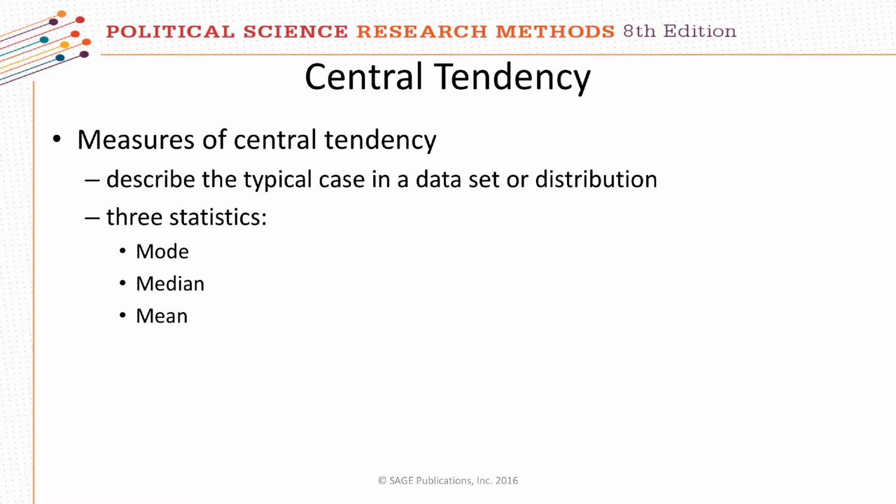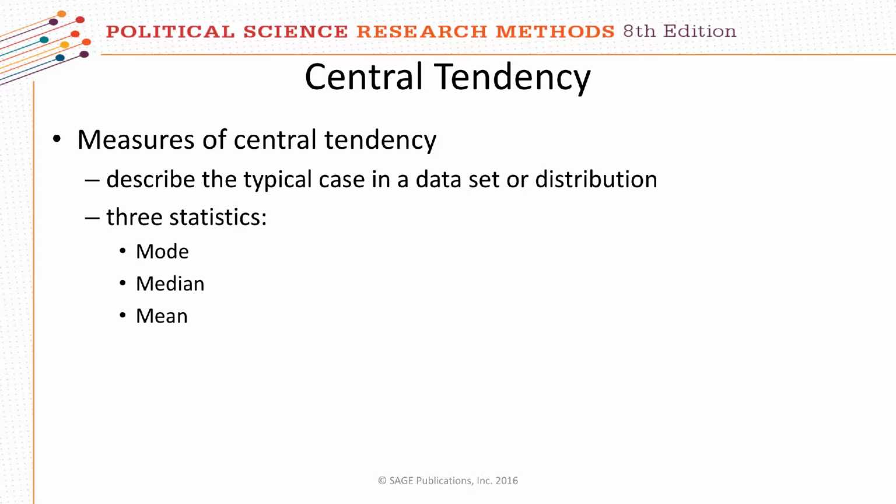The way we have it organized here, we go mode, median, and then mean. This direction, mode first, then median, then mean, is the least sophisticated to most sophisticated way to think about these measures of central tendency. So even though we rarely talk about them in this order, this is the more appropriate way to think about them. So let's get started with the mode.